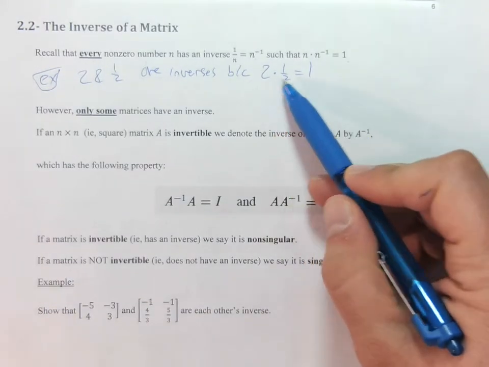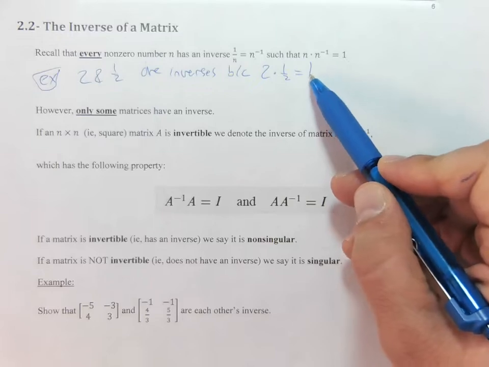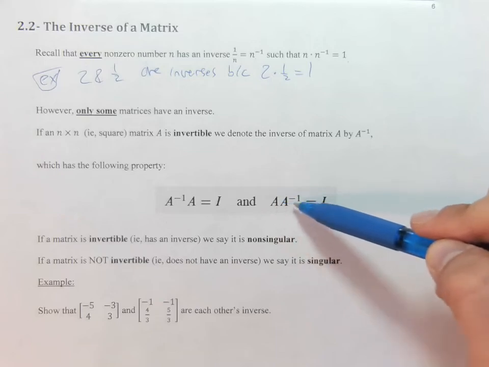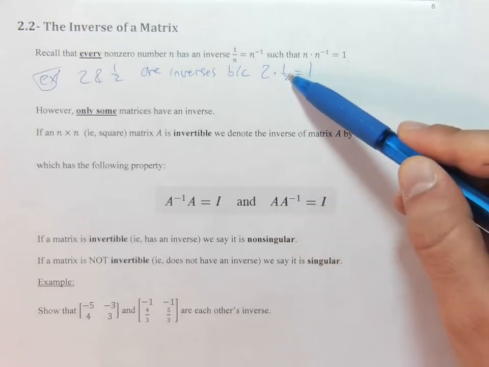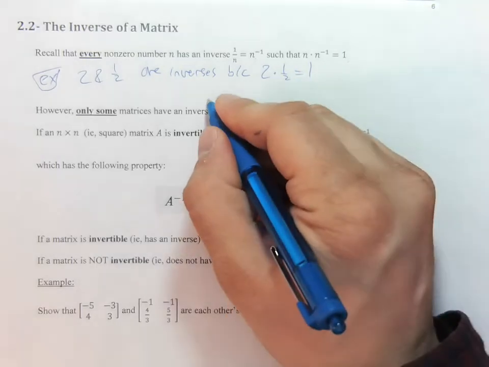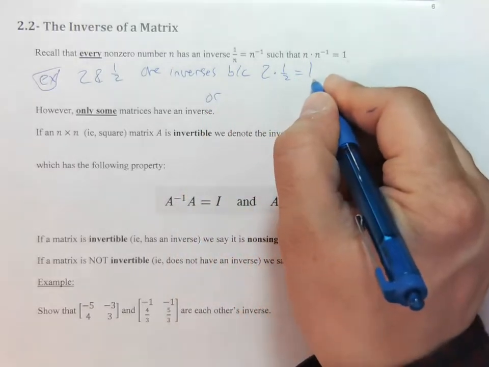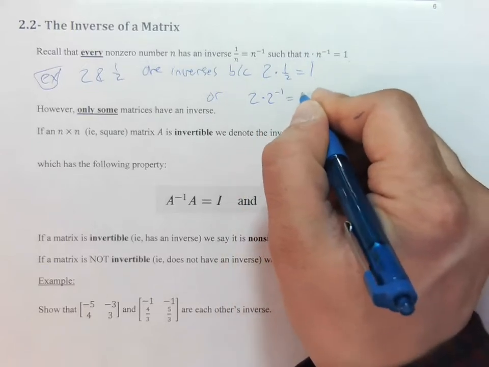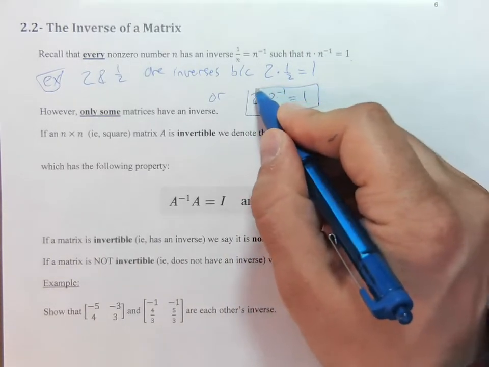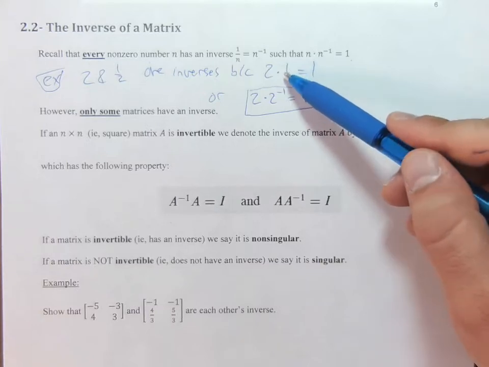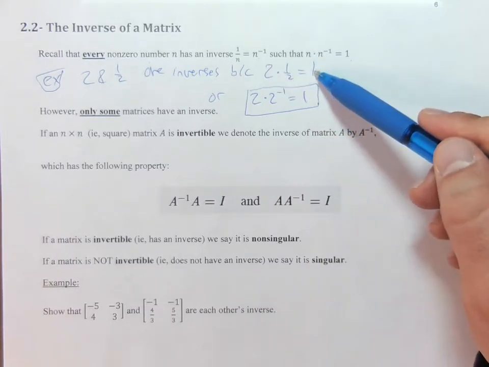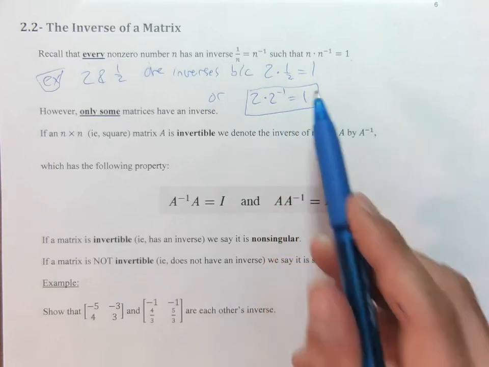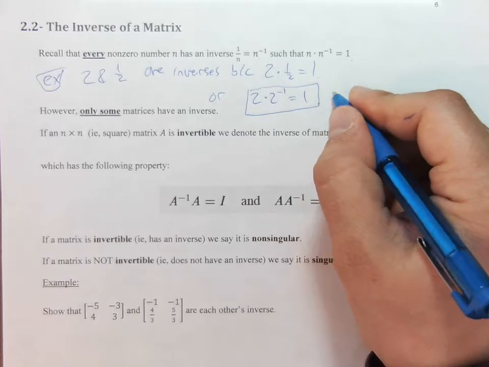Now, this is a normal way to write this, but I'd like to rephrase it to look more like this expression right here. You can write 1/2 as 2 to the minus 1. And so the other way to say 2 times 1/2 equals 1 is to say 2 times 2 to the minus 1 equals 1. Instead of thinking about it like division, where you divide 2 by 2 to get 1, in this way you add the exponents and they cancel to get the number 1.